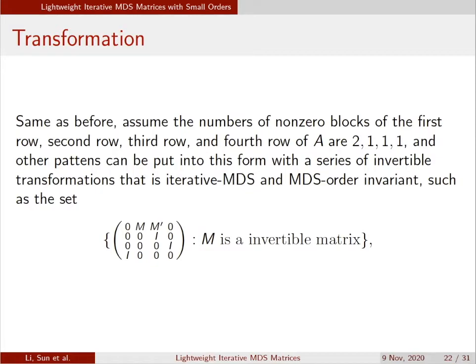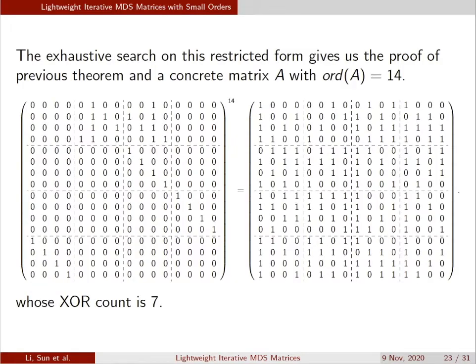Same as before, the way is to assume the numbers of non-zero blocks for the first row, second row, third row, and fourth row of A to be 1, 1, 1, and 2. The other patterns can be put into this form with a series of invertible transformations, which keep it iterative MDS and keep the MDS order invariant, such as the slide shows below. And when we fix the order to be the lower bound 14, we actually got a matrix with only 7 XOR counts.